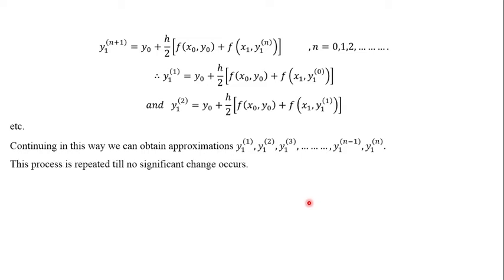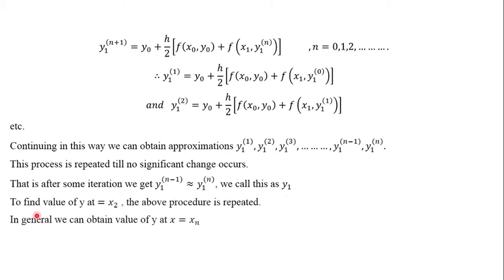This method is continued till no significant change occurs. That is, after some iterations, the (n minus 1)th approximation of y1 is approximately equal to the nth approximation of y1. Means two successive approximations are approximately equal, and we may call this common value the approximation of y1. To find y at x2, the above procedure is repeated, and we can obtain the value of y at x equal to xn. So this is the Euler's modified method for successive approximation.